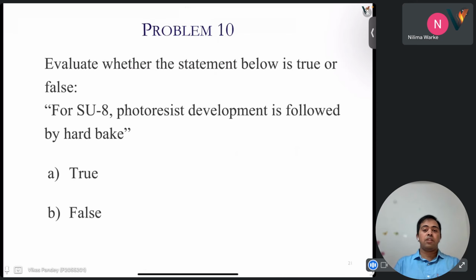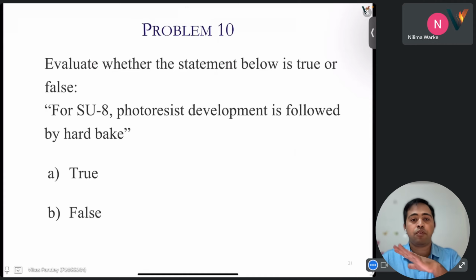Whether the following statement is true or false: for SU8 photoresist, development is followed by hard bake. Is it true or false? Yes, true. It's true.